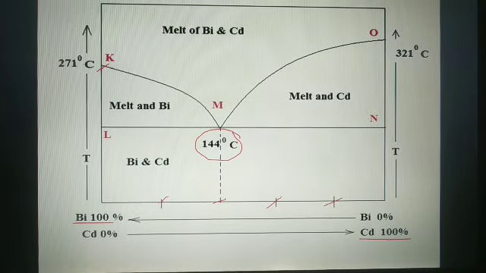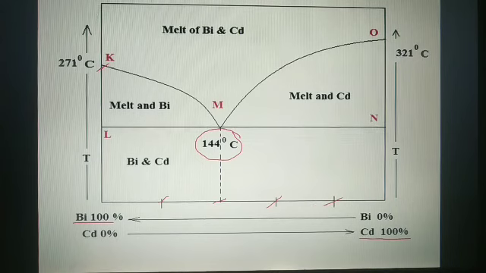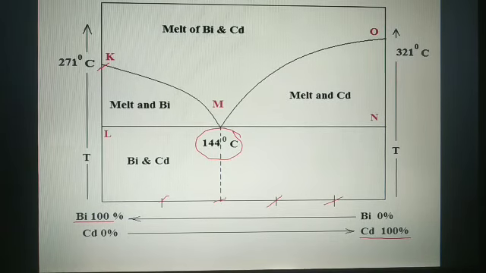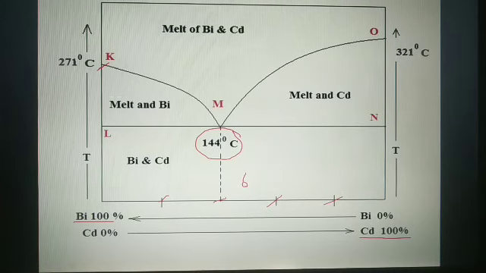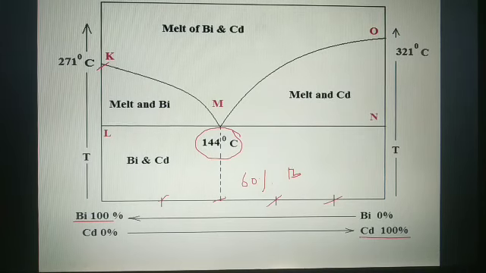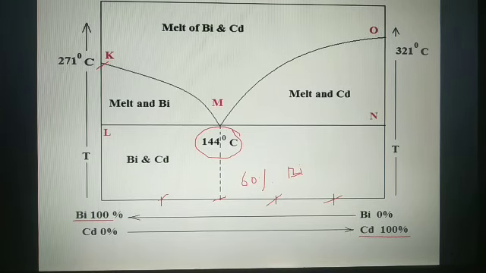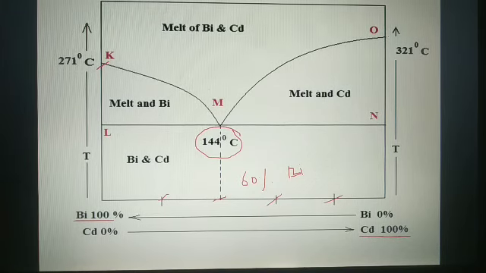So we have a composition here, it is 20, 40, 60, 80. It means 60% bismuth and 40% cadmium. This composition has the minimum melting point, 144 degrees Celsius. Now we reach point M. Now how do we start from point O? We say that is the melting point of cadmium, 321 degrees Celsius.